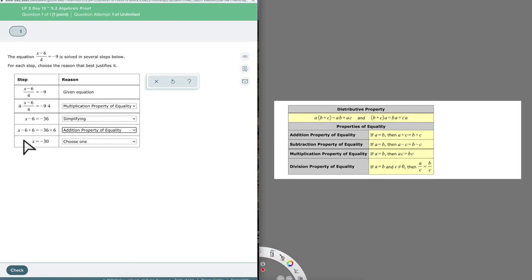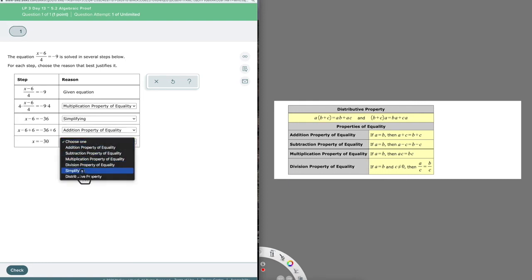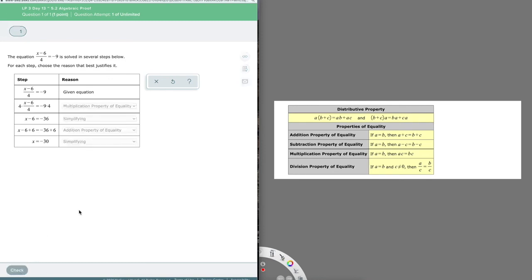Well, this is the same thing that happened here. I'm just simplifying these pieces. I'm combining my like terms and simplifying. So that's the reason that I took that step, was it was simplifying. I'm going to go ahead and check, and we're good to go there.